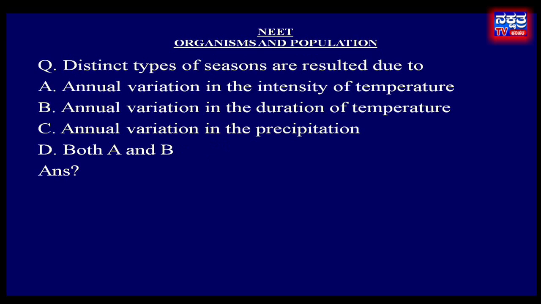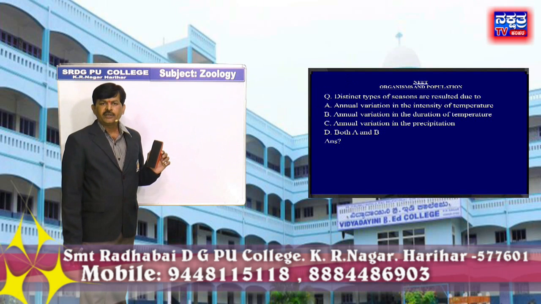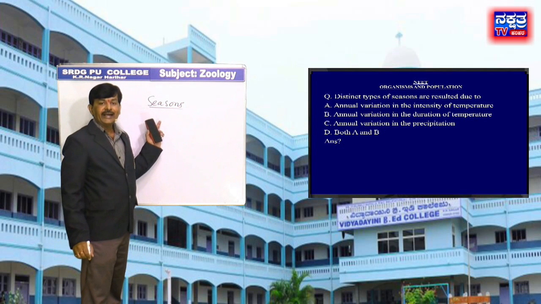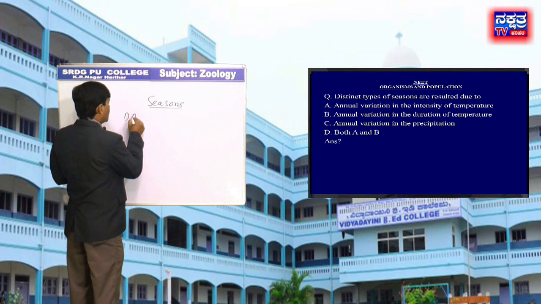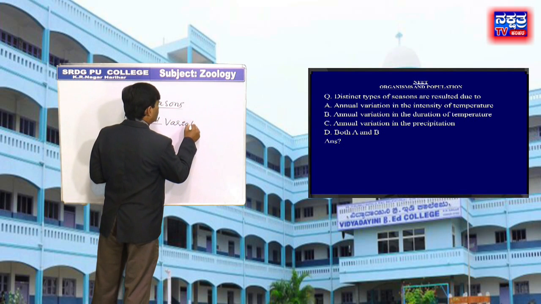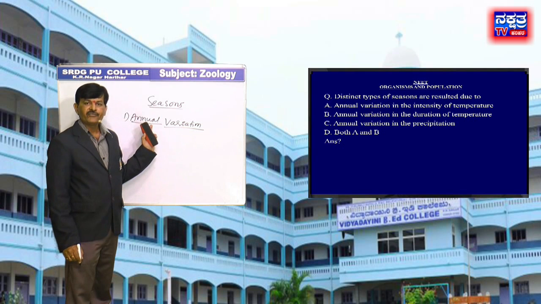Move to next question. Distinct types of seasons are resulted due to option A, annual variation in the intensity of temperature; option B, annual variation in the duration of temperature; option C, annual variation in the precipitation; option D, both A and B. As you know, distinct types of seasons are related to, first one, annual variation in the intensity of temperature. This is the first point.